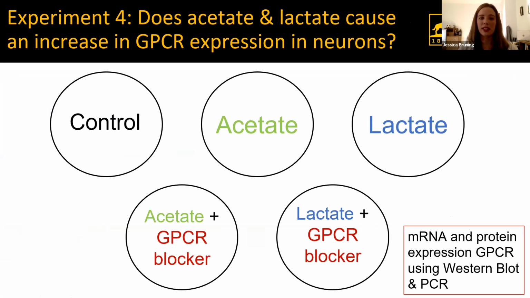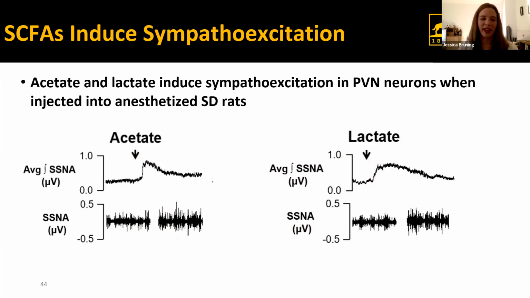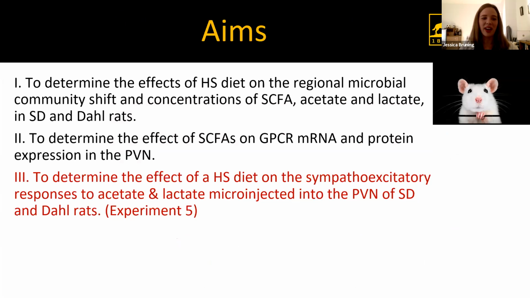So I'll put neurons in dishes, I'll bathe them in these short chain fatty acids, and then I'll also add GPCR blockers and then differentiate how these short chain fatty acids can impact the expression of GPCR on these neurons. And the final aim is to determine how high salt diet will influence sympathoexcitatory responses of these short chain fatty acids.